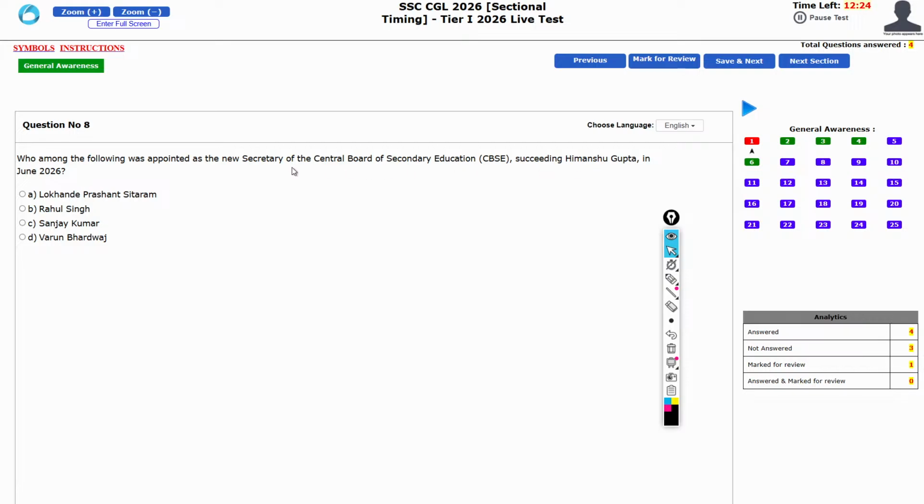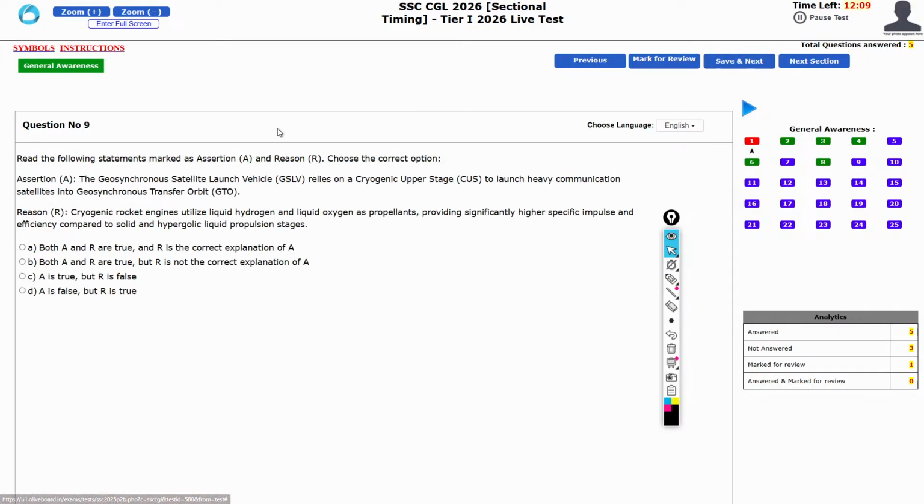Who was appointed as the new secretary of the Central Board? Okay, CBSE. Who is the new CBSE secretary, right? I think this Sitaraman or Varun Bharadwaj, between these two. Go with Sitaraman. I think I have read this Sitaram. Geosynchronous satellite GSLV relies on cryogenic upper stage to launch heavy communication satellites into geosynchronous orbit. Okay, reason: cryogenic rocket engines utilize liquid hydrogen and liquid oxygen as propellant, providing sufficiently higher specific impulse. Yeah, so seems to be both true.